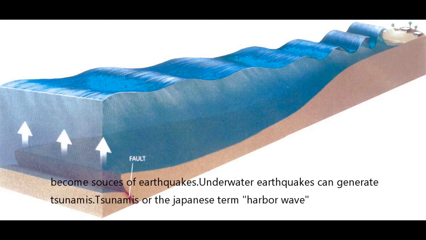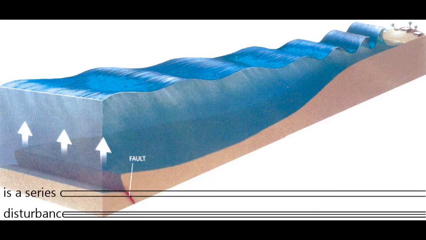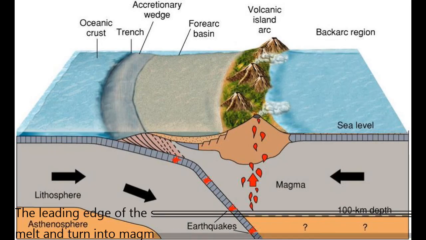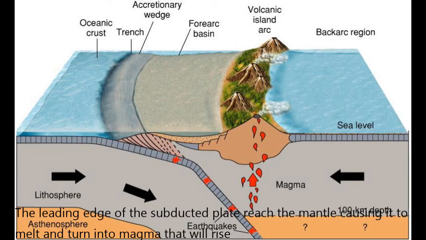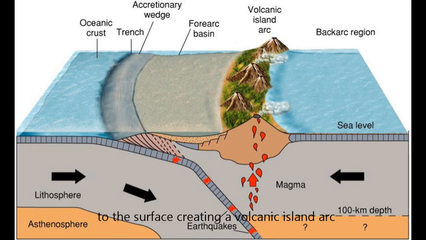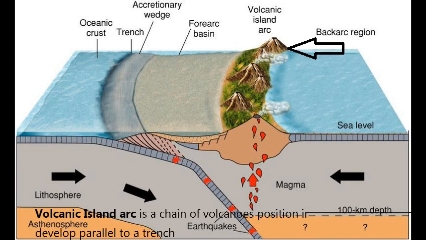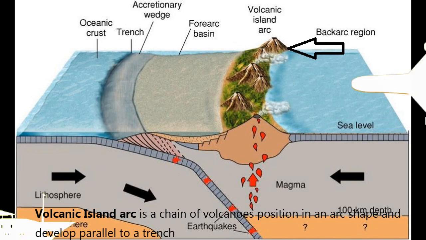A tsunami, or the Japanese term for harbor wave, is a series of ocean waves with very long wavelengths caused by large-scale disturbances of the ocean. The leading edge of the subducted plate reaches the mantle, causing it to melt and turn into magma that will rise to the surface, creating a volcanic island arc. A volcanic island arc is a chain of volcanoes positioned in an arc shape and developed parallel to a trench.